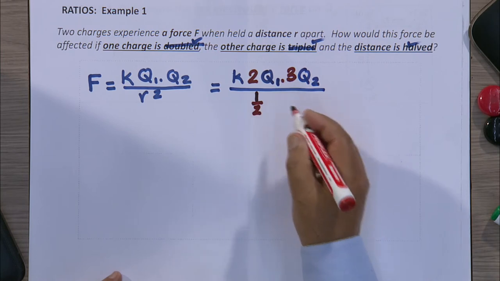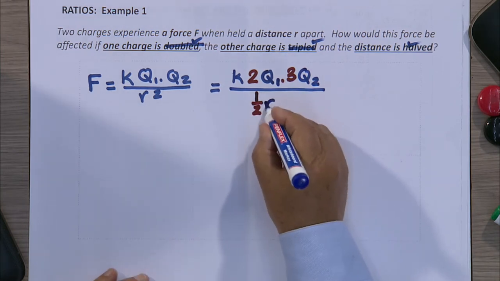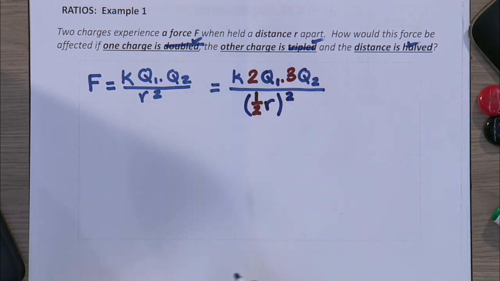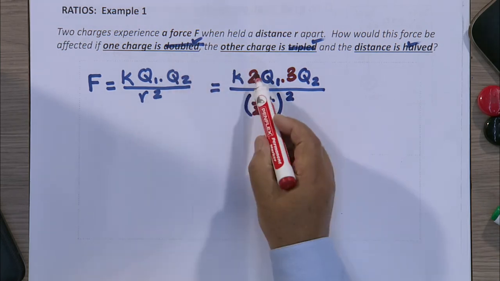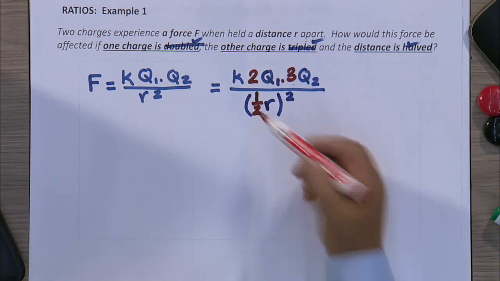In this one, I'm doing all the changes. So it's now half an R instead of the normal one R, and I square all of that. So you see what changes I brought about? Exactly what they told me. Double charge one, triple charge two, half the distance.